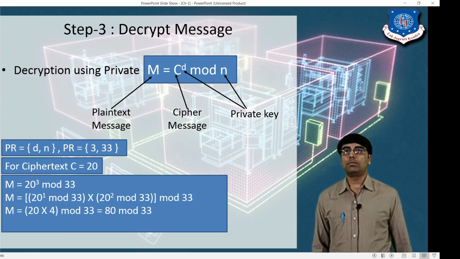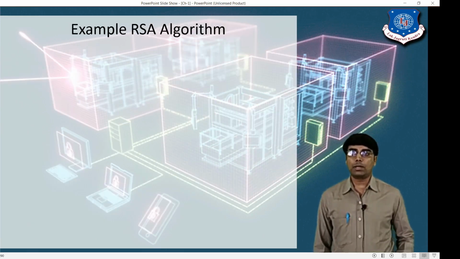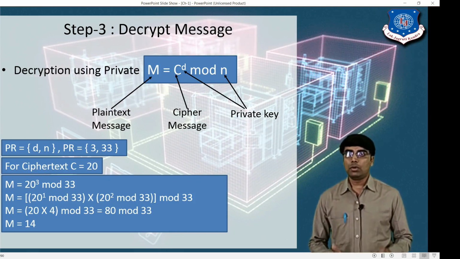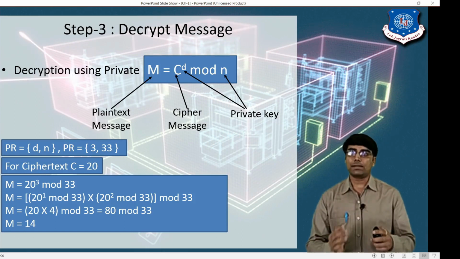So multiply these two, you will get 80 mod 33. Now you will do the calculation of mod 33, you will get 14. So now this is the decryption process. So this is all about the RSA algorithm.